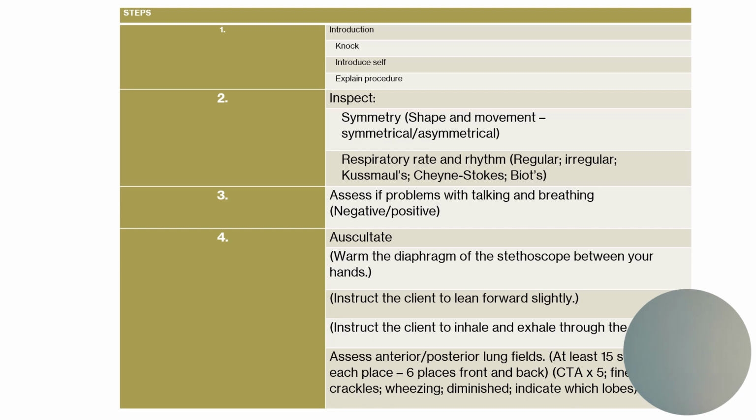Again, we're going to be auscultating 6 places on the front, or anterior, and 6 places on the back, or posterior. That is located in your respiratory assessment. There are a couple of slides that will show you the placement of the stethoscope. So 6 places front, 6 places in the back. You're listening for at least 15 seconds.